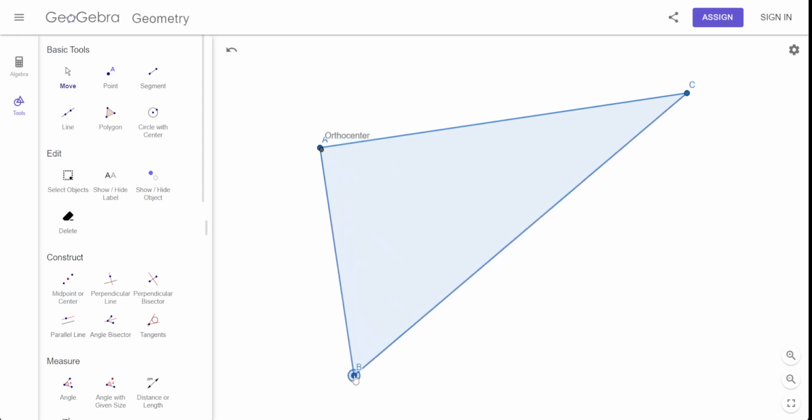Now this is where it's a little different than the circumcenter. If I made that a right triangle, where does the orthocenter go? It goes right on the, not just the line, but where? On the angle, right on the right angle. Okay? Does that make sense?